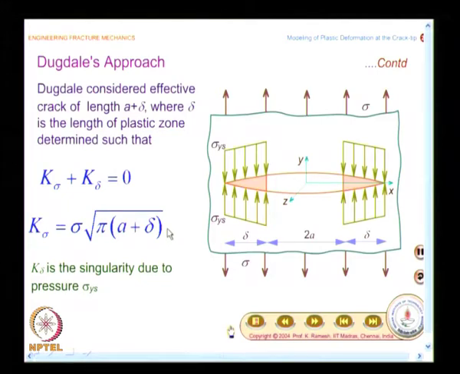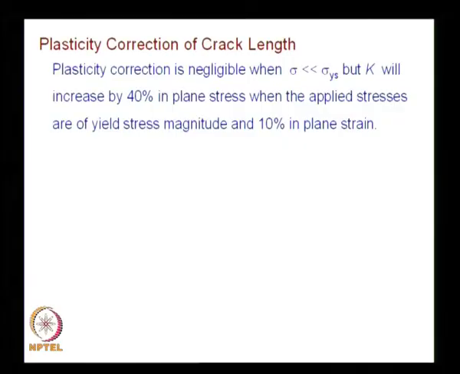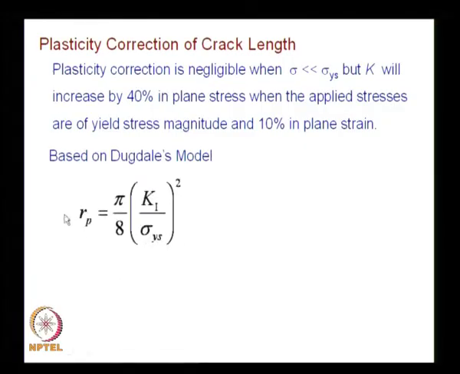Can we compare the plastic zone length from Dugdale's model and Irwin's model? Are they far different or close enough from an engineering point of view? Based on Dugdale's model, you get the length of the plastic zone as pi by 8 (K1 by sigma ys) whole square, and if you really calculate the value of pi by 8, it reduces to 0.393 multiplied by (K1 by sigma ys) whole square.